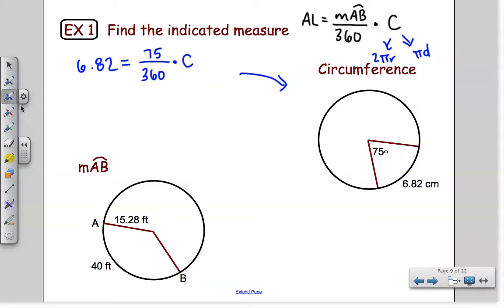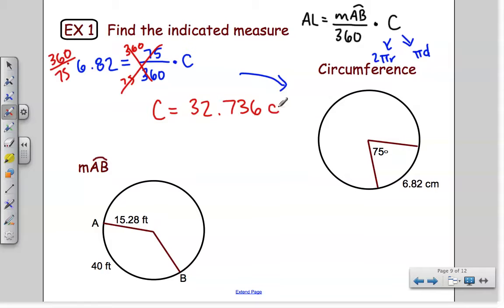Solving for that circumference, in this case, you're multiplying by a fraction, and to get rid of the fraction, we know we multiply by the reciprocal. So multiplying by 360 over 75. So I'm doing 360 divided by 75 times that 6.82. And for circumference, I am getting 32 point, I'm just going to be exact, 736 here. The arc was 6.82 centimeters, so the whole circumference is 32.736 centimeters.